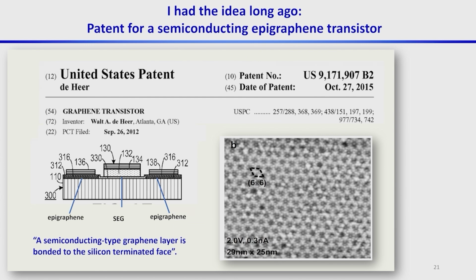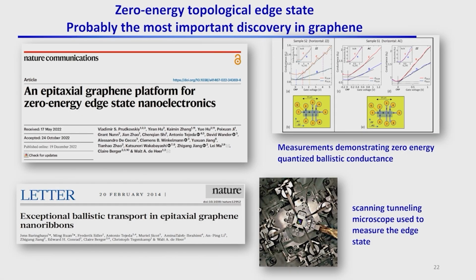And so this is a patent. In fact, all this stuff is patented, and it's all US patents, by the way. And here's another one for the semiconducting graphene transistor. Finally here, and I leave this to the last, but it's actually quite important.